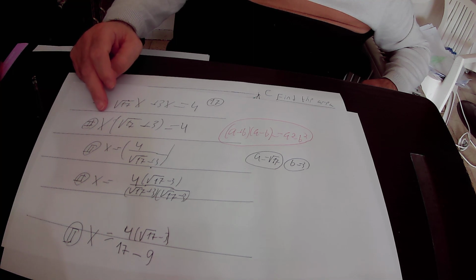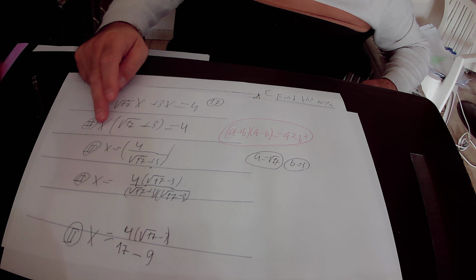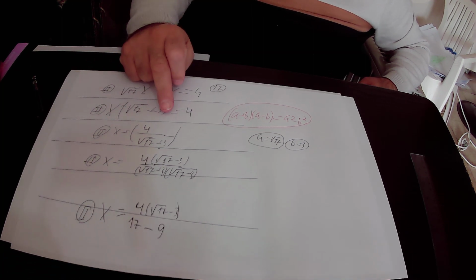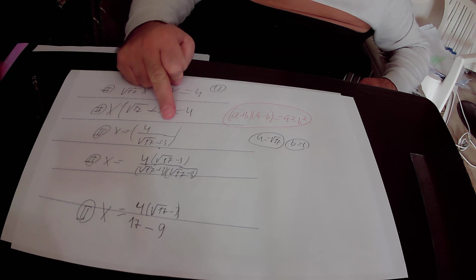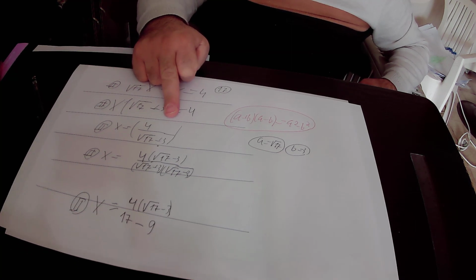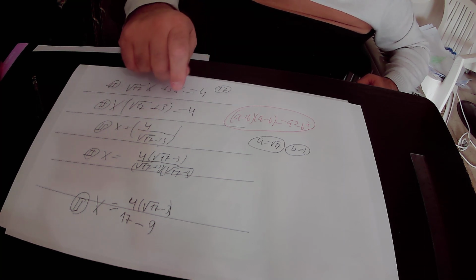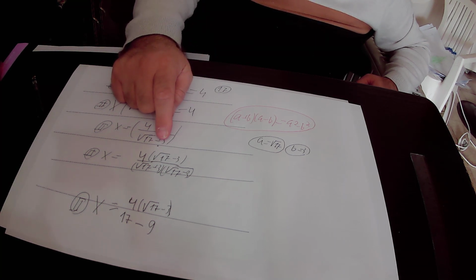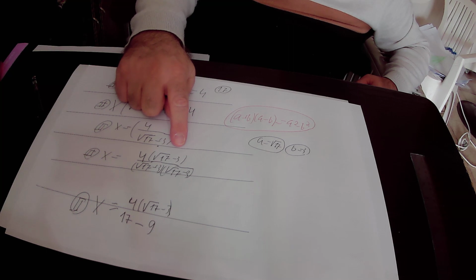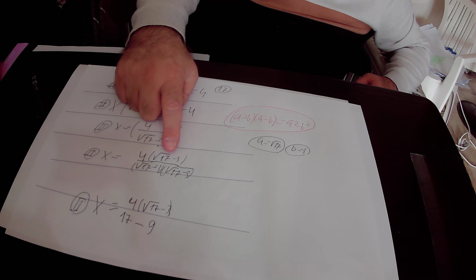We divided this equation number 2 by square root of 17 plus 3, and we got that x equals 4 over square root of 17 plus 3. Here we multiply this side of equation number 2 by square root of 17 minus 3, and then we divided it by square root of 17 minus 3. So in the numerator we have 4 times square root of 17 minus 3, and in the denominator we have square root of 17 plus 3 times square root of 17 minus 3.